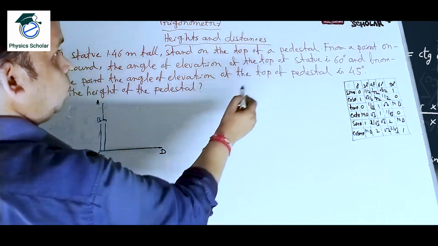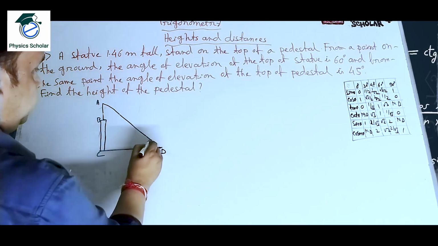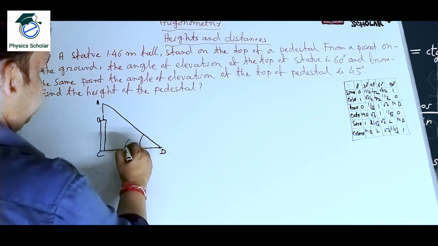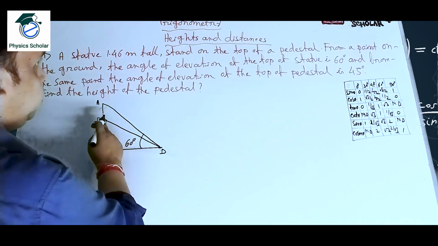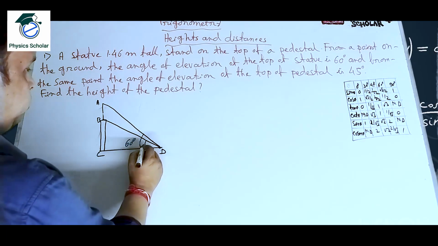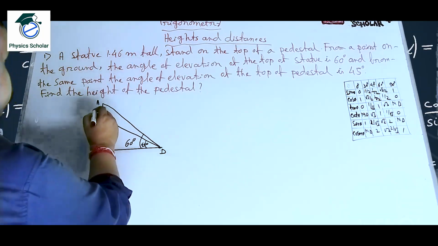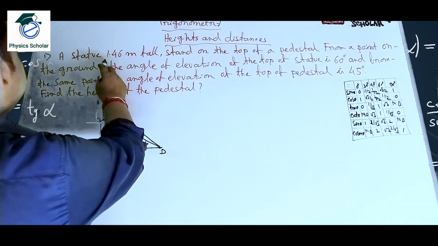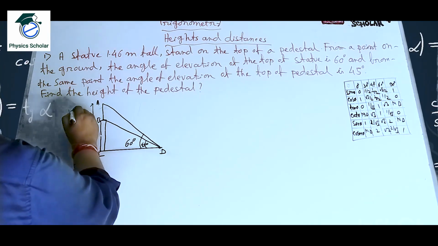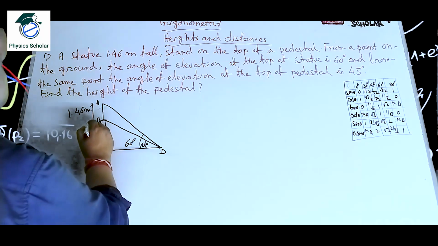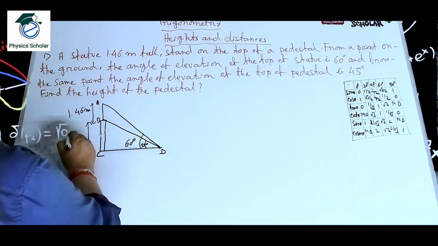From a point on the ground, the angle of elevation of the top of the statue, that means this angle, is 60 degrees. And from the same point, the angle of elevation of the top of the pedestal is 45 degrees. The height of the statue is given, it is 1.46 meter. We have to find the height of the pedestal. Say it is x meter.